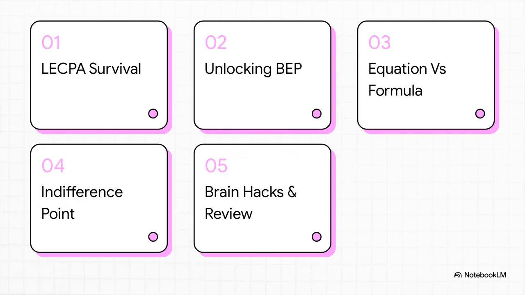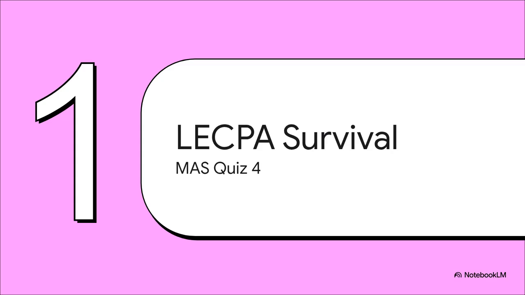So, here's your cognitive roadmap for today. We'll start with LECPA survival, move into unlocking the break-even point, tackle equation versus formula, master the indifference point, and wrap up with some crucial brain hacks and a review. Okay, let's jump right into Section 1, LECPA Survival for MAS Quiz 4.